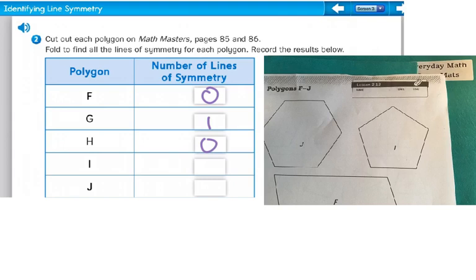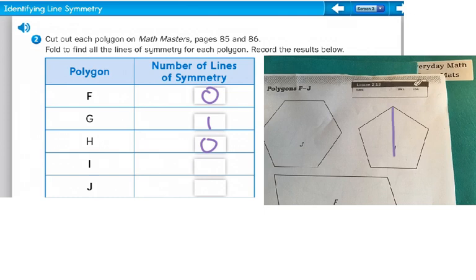Did you notice anything about I? Do you know what I found? It had a lot of lines of symmetry. In fact, it's the one that has the most so far. So when I folded mine, I had a line of symmetry. Let me turn my crayon on here. Sometimes when I haven't used my crayon for a while, it turns itself off.